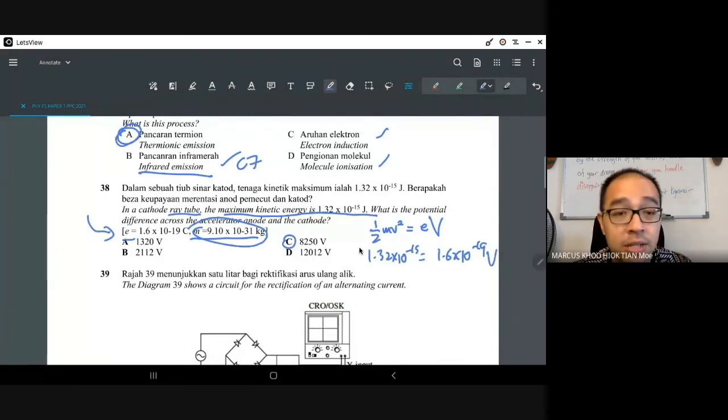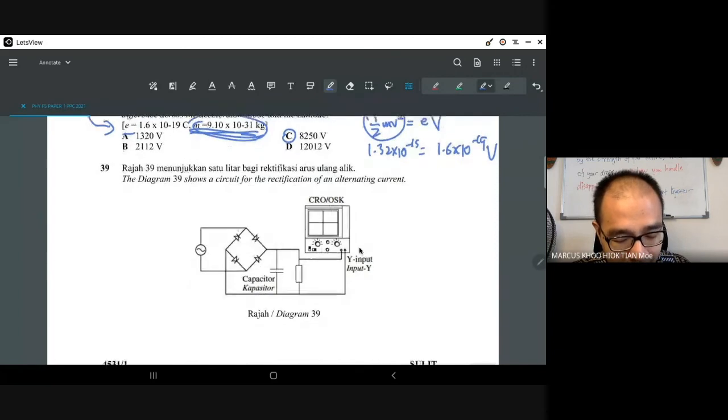And this is even better, no? The question already gave you the value of the kinetic energy. You don't even need to calculate this. Normal questions in paper 1 and in paper 2, they will ask you to count the kinetic energy and then they will ask you to count the potential difference. So yes, please take note of it.